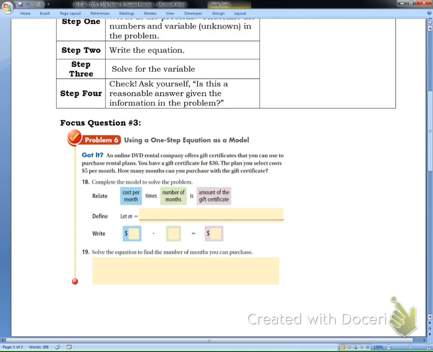So it says relate. The cost per month times the number of months is equal to the amount of the gift certificate. So we're going to define our variable. Let m equal, well, what do you think m is going to stand for here? It's the value that we don't know. We don't know how many months we can purchase with this gift certificate. So m is our variable, and it stands for the number of months. So let's write that on the line.